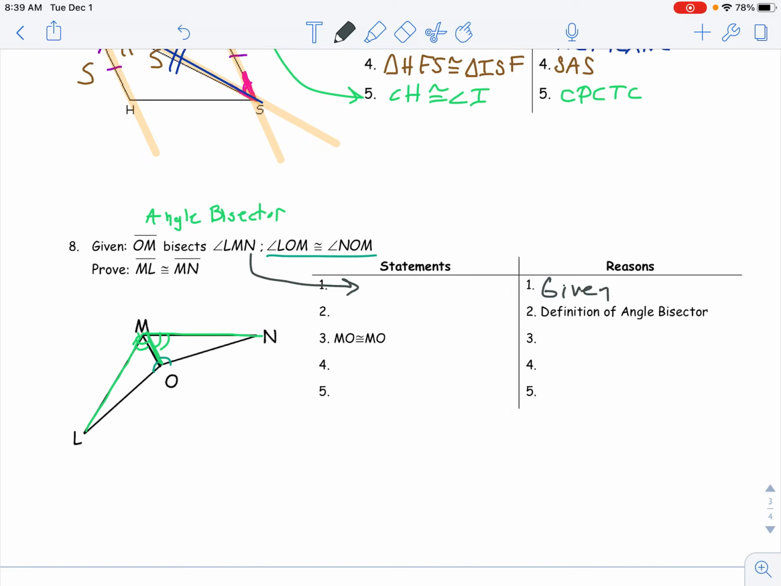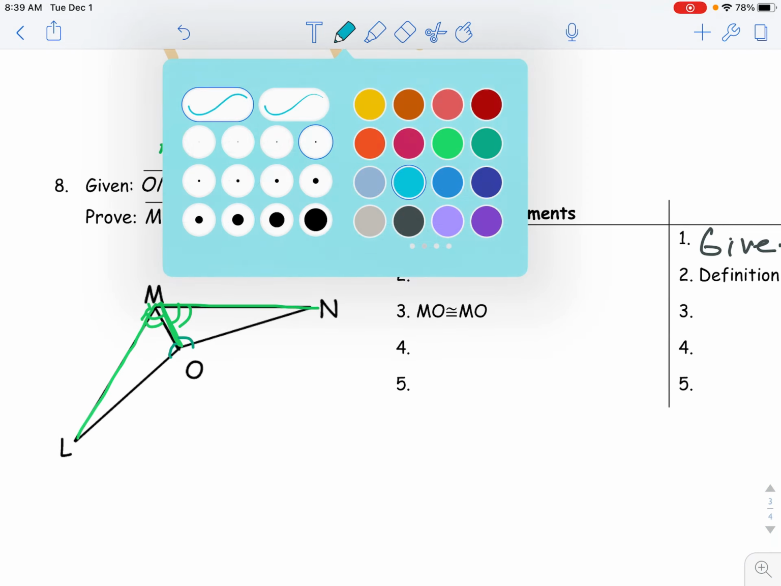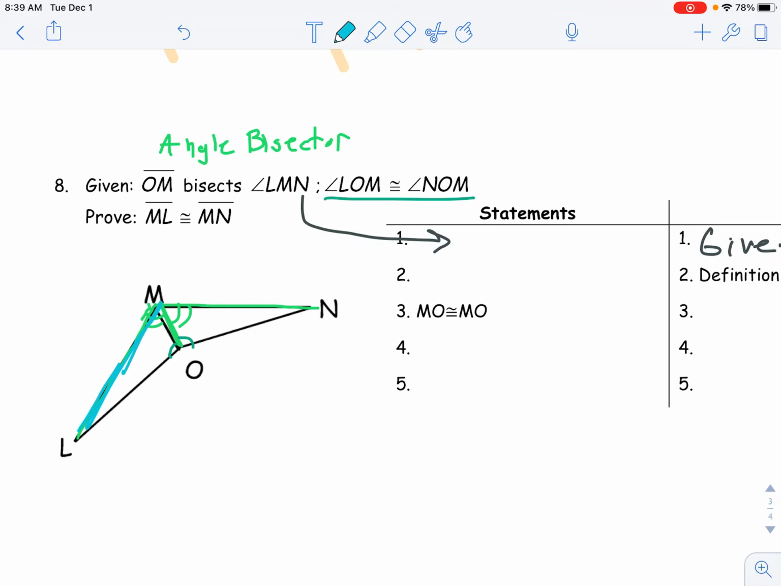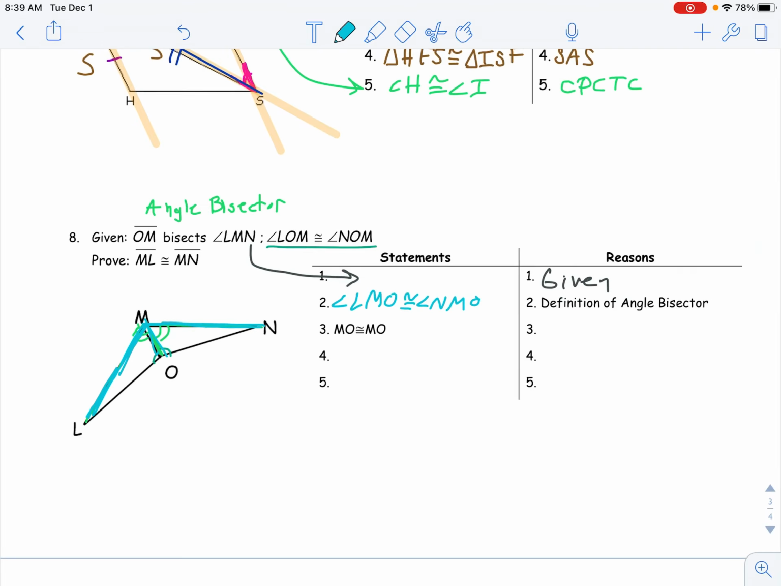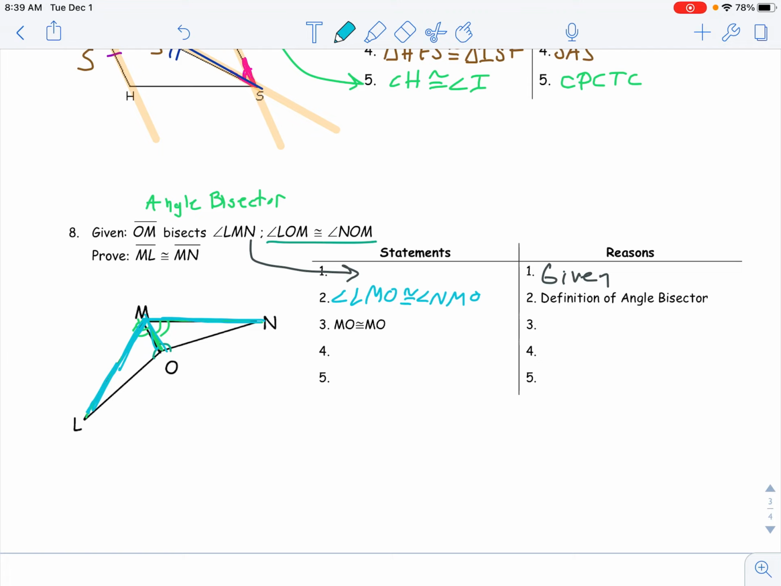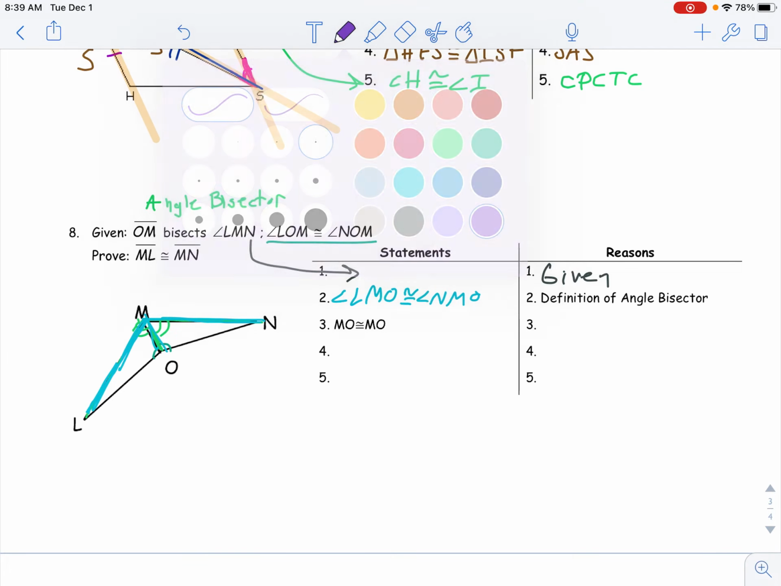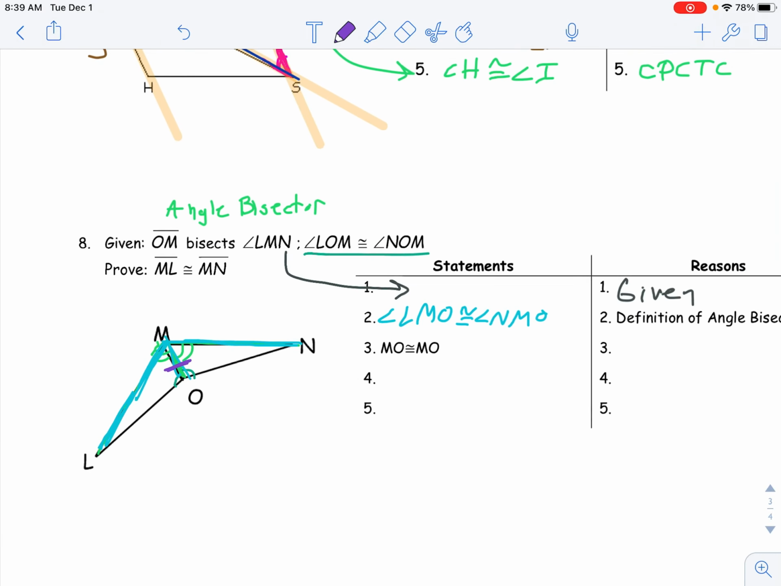Given definition of angle bisector, this is what I was talking about first, that this angle is being bisected. Remember, when an angle is being bisected, it creates two congruent angles. So angle LMO and angle NMO. And remember, reading an angle tells the story, it tells the path. You start at L, go to M, end at O. Similarly, NMO. Definition of angle bisector. This shared side is congruent to itself. MO is congruent to MO by the reflexive property.